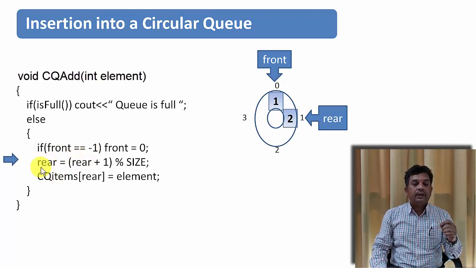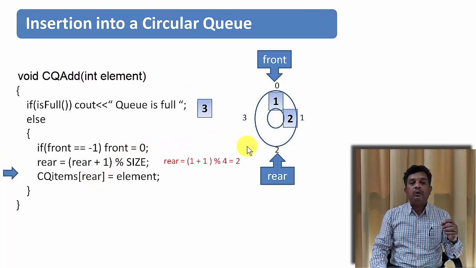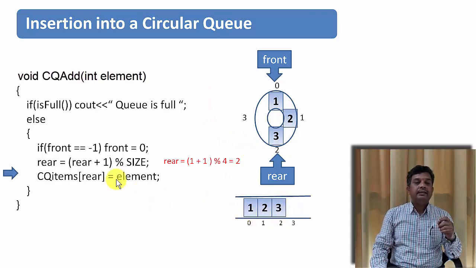So the next step is rear equal to rear plus 1. Now rear is pointing to 1. So (1 plus 1) mod 4 is 2. So on the second index, we will be placing our element. Let us say 3 is the element I want to place at the second index. So to view this from the linear queue point of view, on the second index, element 3 is added.